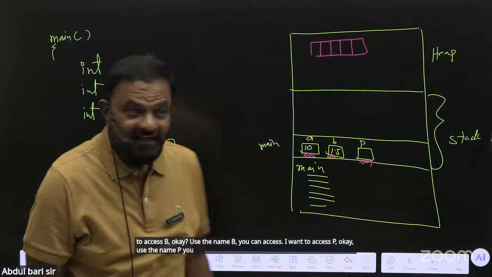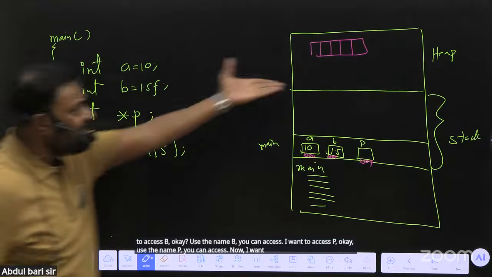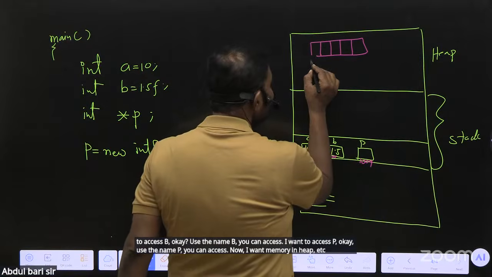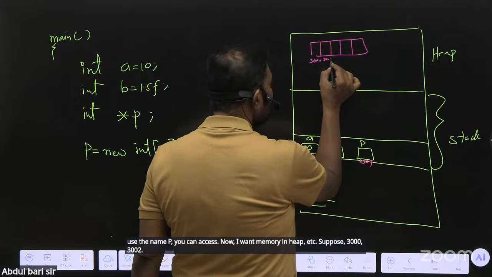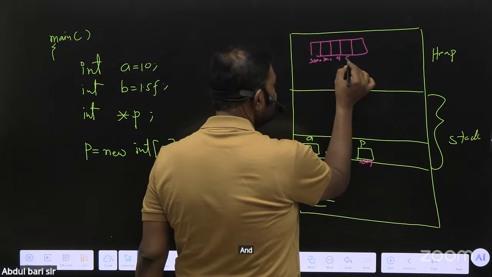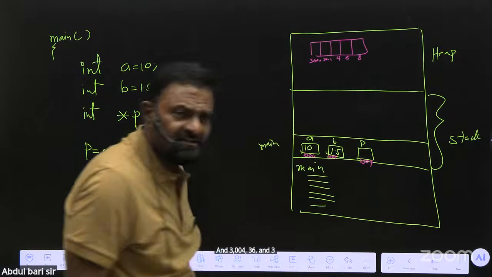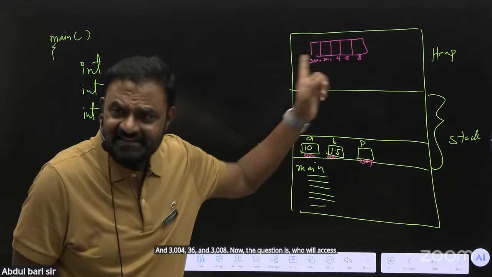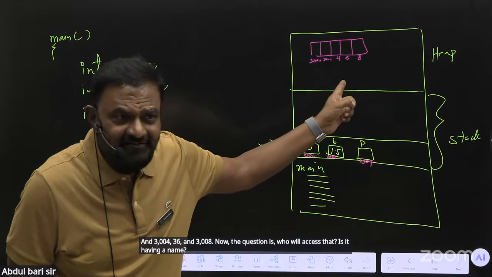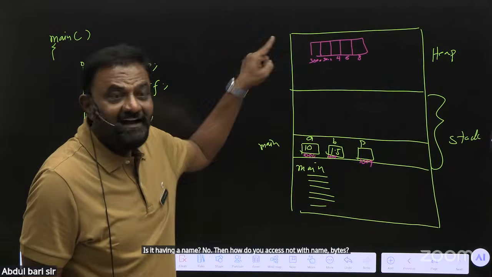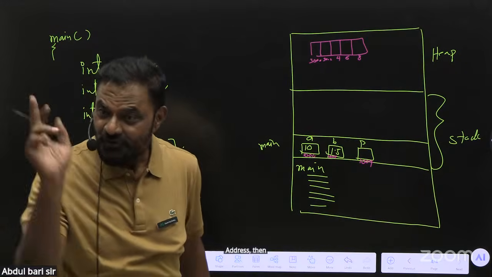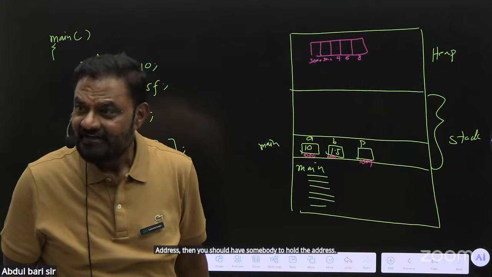Now, I want memory in heap. Its addresses are, suppose, 3000, 3002, 3004, 3006, and 3008. Now, the question is, who will access that? Is it having a name? No. Then how do you access? Not with a name, by its address. Then you should have somebody to hold the address. Where?